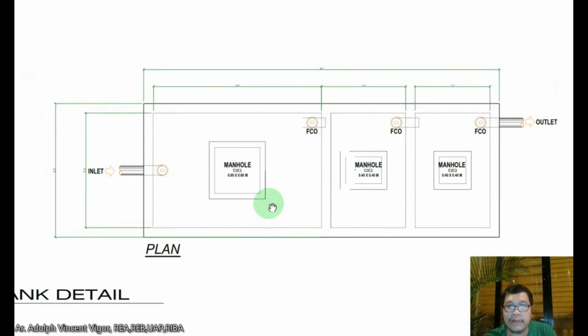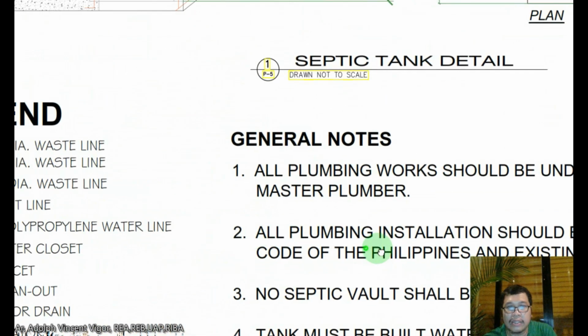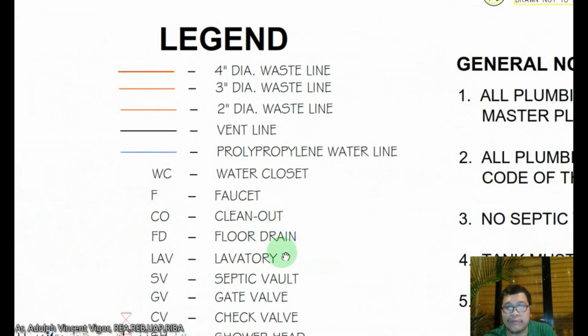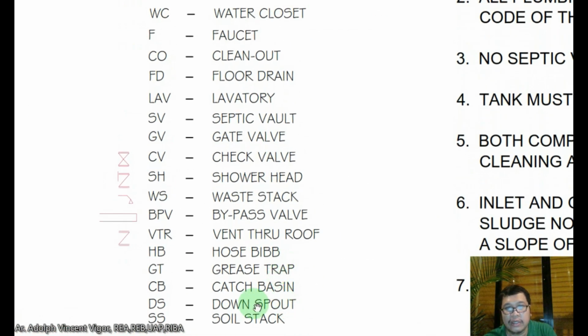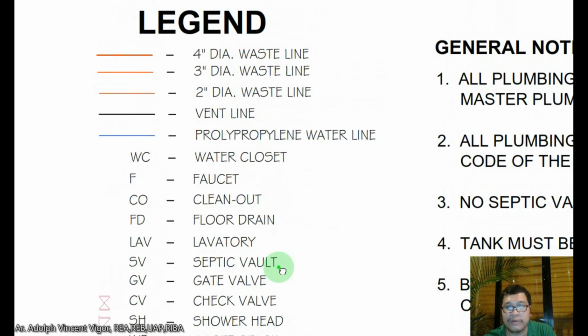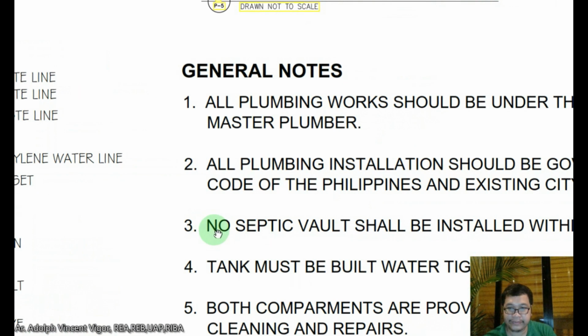Okay, this is the plan. So there are 3 manholes for it. Okay. Then, of course, you're going to place your legend. So remember these terms when you draw your plumbing plan.